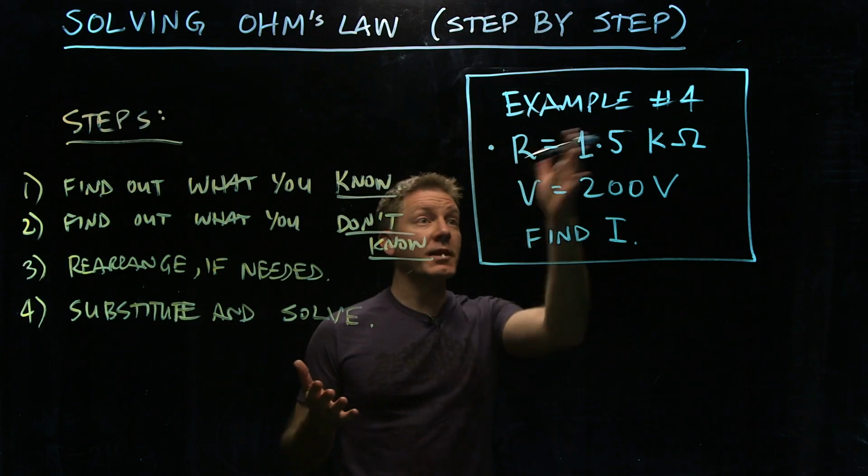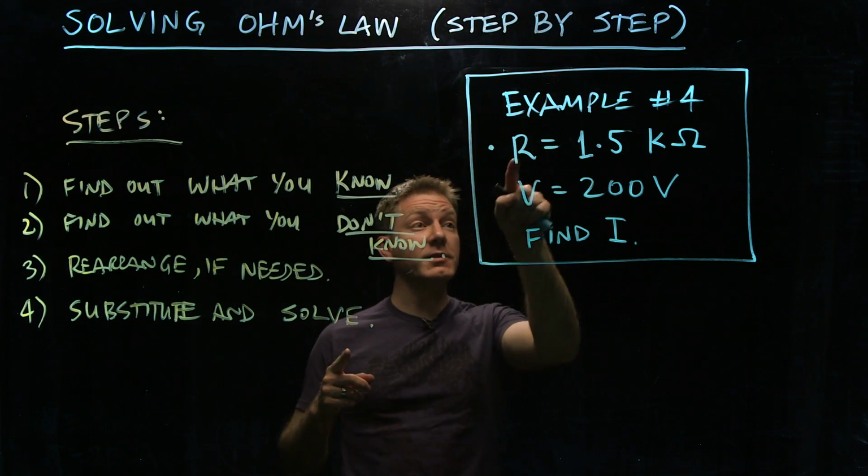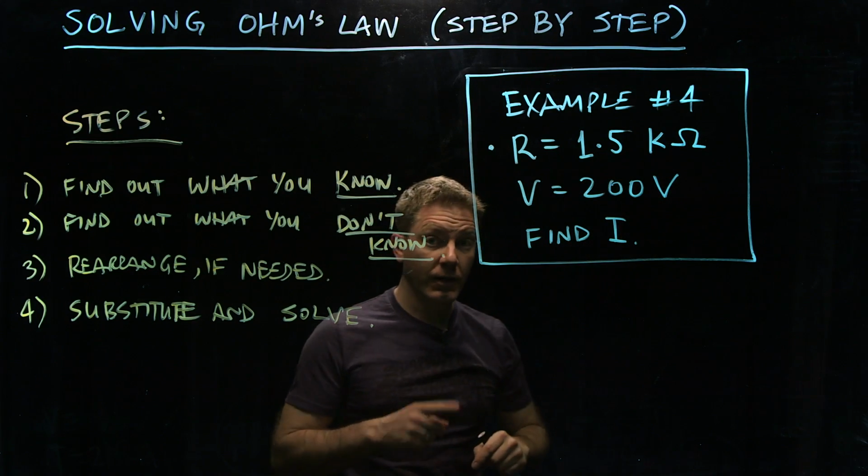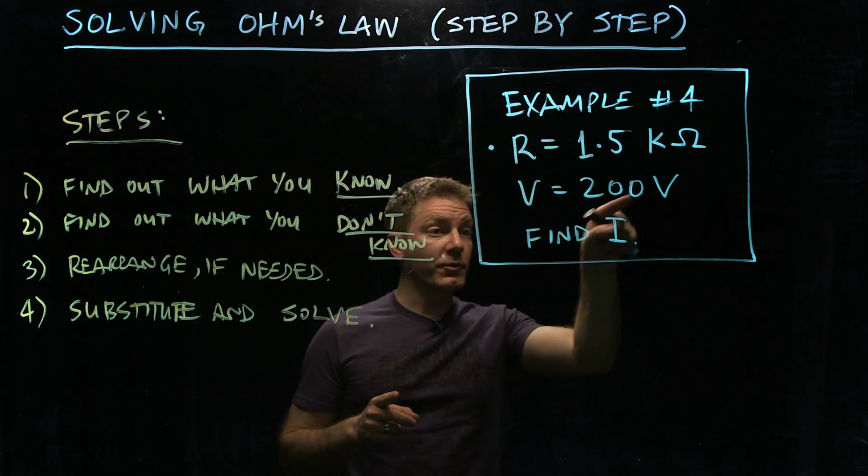Okay, here's another one. This is example 4 with a little bit of a twist. So now we have resistance is 1.5 kiloohms, not ohms, kiloohms. Voltage is 200 volts, find the current.